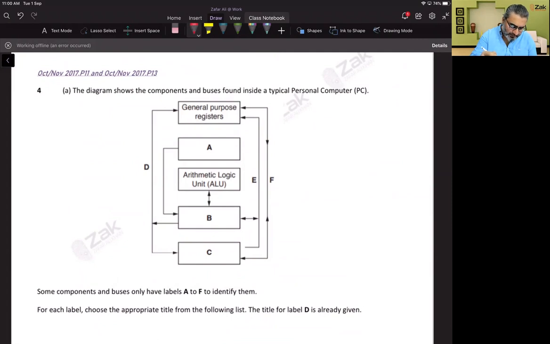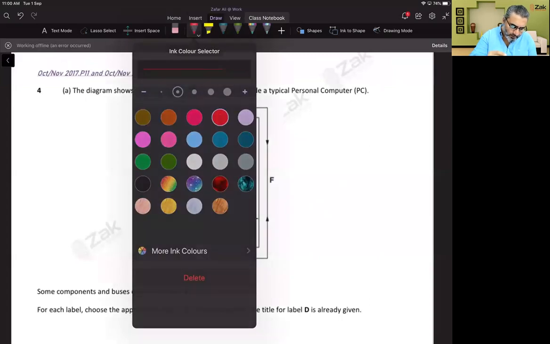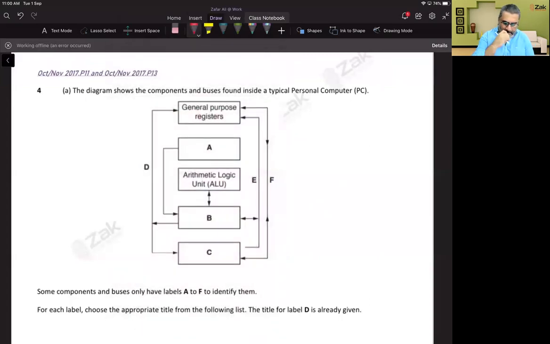Question 4A. The diagram shows the components and buses found inside a typical personal computer. So what is A? A is just going from itself to B. So definitely B is control unit and A is what? System clock. System clock is actually sending a timing signal to the control unit. So this is system clock. This is control unit.